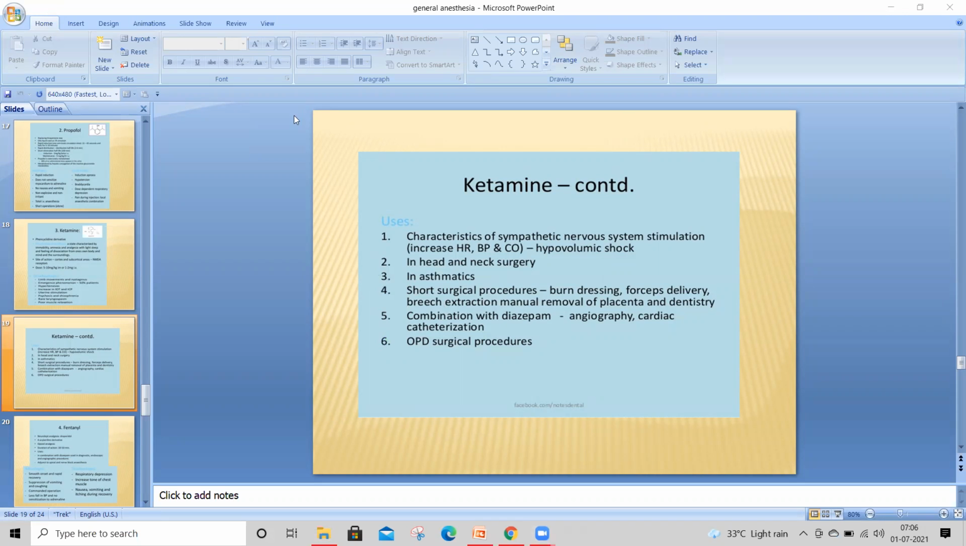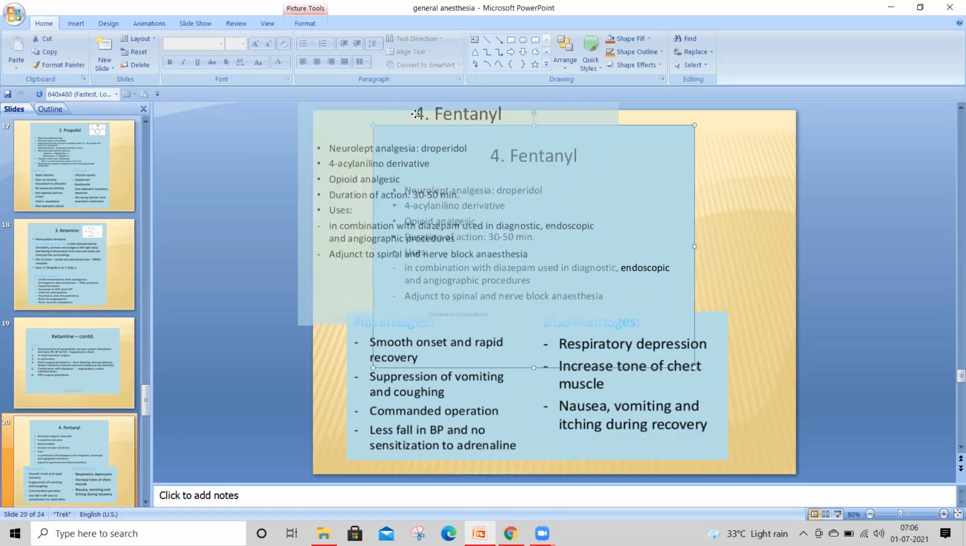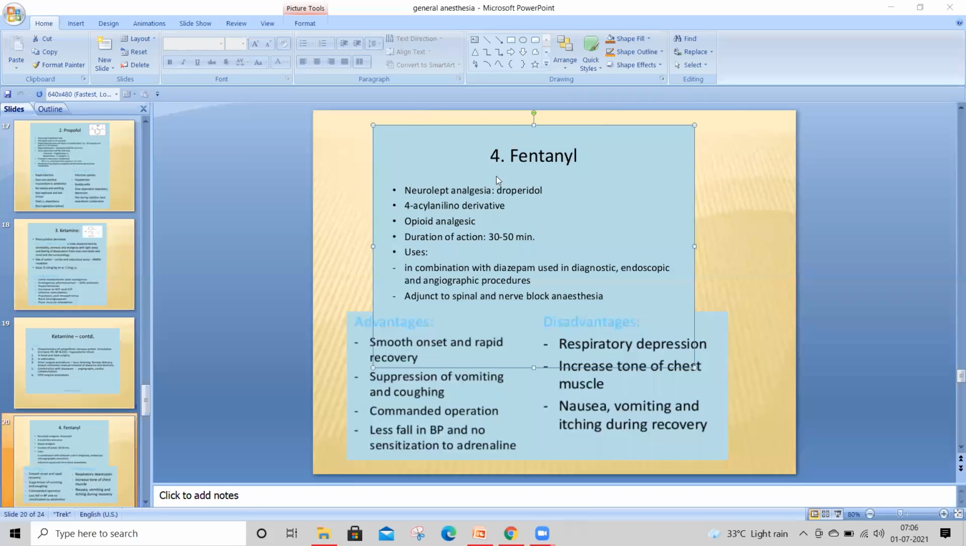Next, you have to know about fentanyl. Fentanyl is one of the opioid agents. It is used in neuroleptic analgesia with droperidol, and this is one of the opioid analgesics, used in diagnostic, endoscopic, and angiographic procedures.